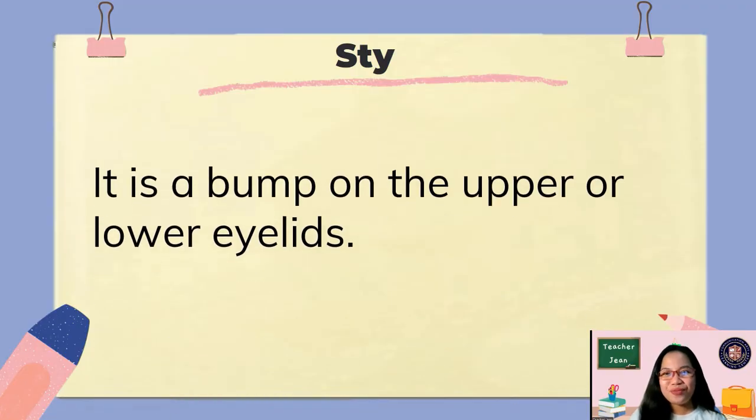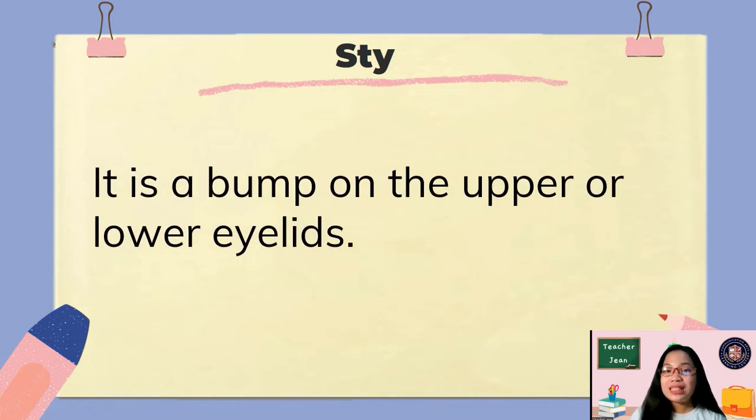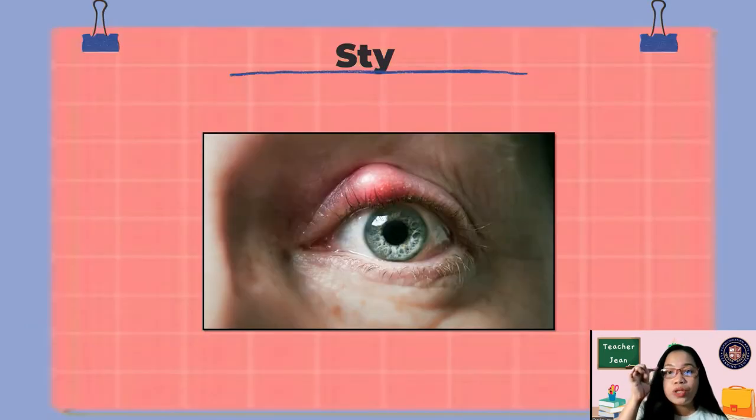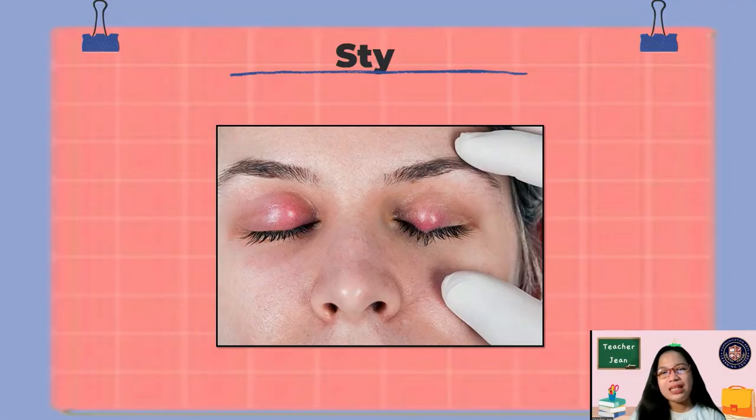Next, we have the stye. A stye is also a bump, but this time it's on the upper or lower eyelids. It is caused by a bacteria that gets on the hair follicle or hair root of your eyelashes. So as you can observe, it works the same way as a boil, but it just hits the eyelids.